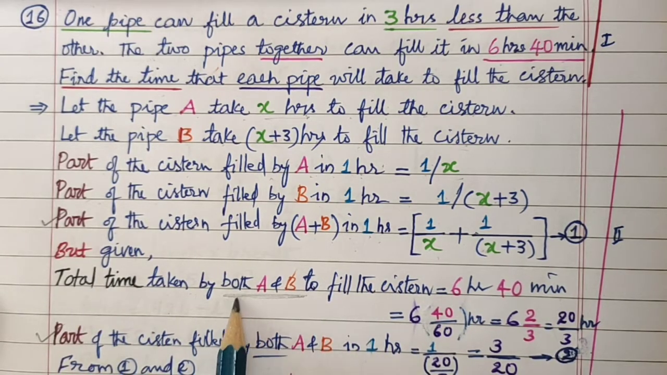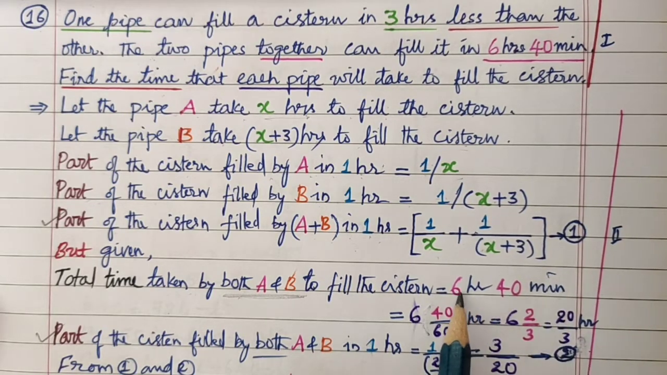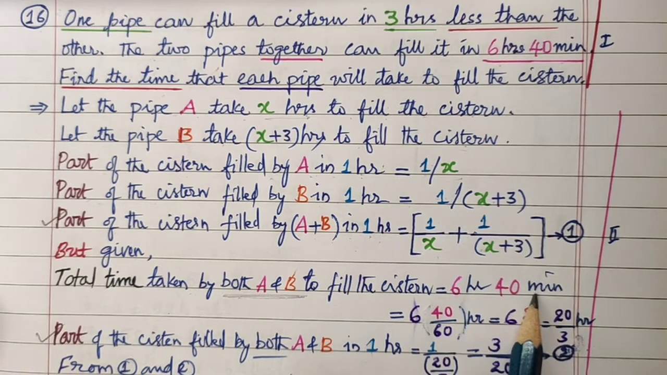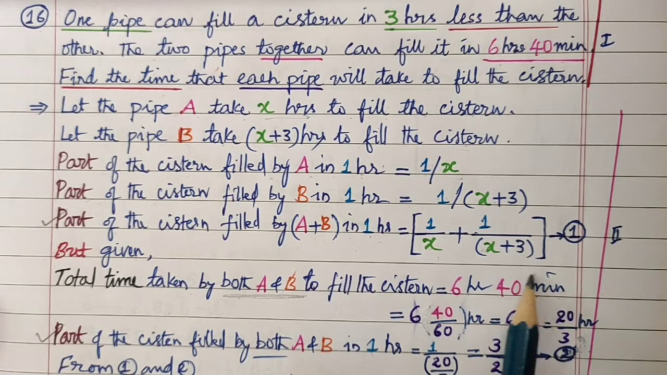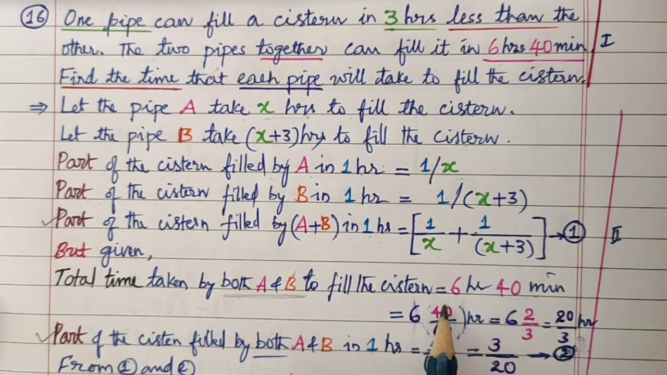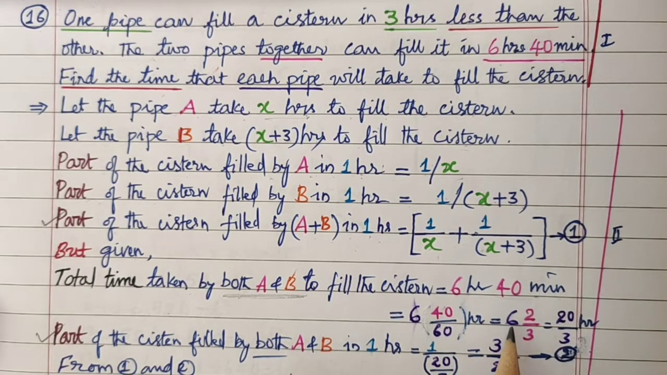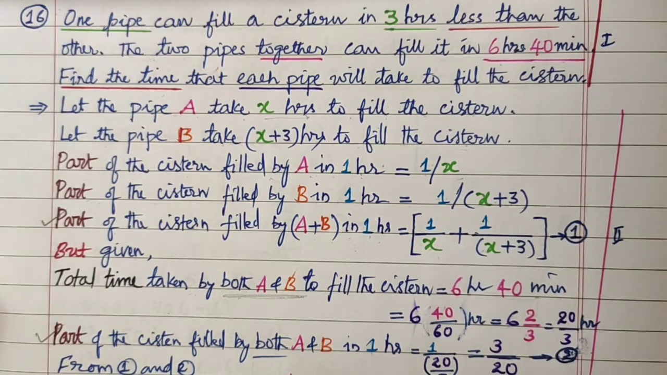Both A and B have taken 6 hours 40 minutes together. Let us convert this 40 minutes into hours. 40 divided by 60 will give 2 by 3 of an hour. Then 6 and 2 by 3 hours. Therefore, 6 times 3 is 18 plus 2 is 20 by 3 hours.